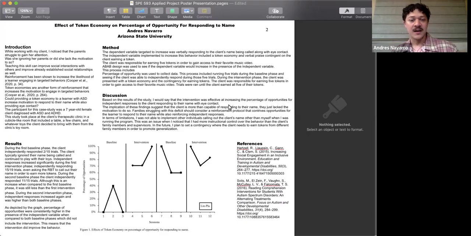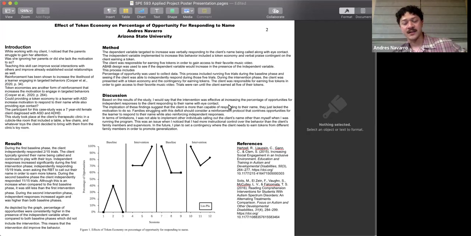So for the design I went with an AB design, which basically consists of switching back and forth from baseline to intervention again. The reason I did that was because I was only observing one single behavior, and I wanted to prove that this behavior, or the percentage of opportunity for this behavior, increases in the presence of the intervention.